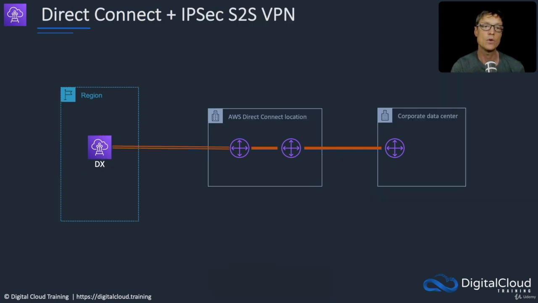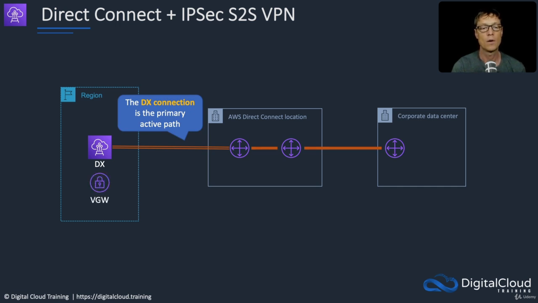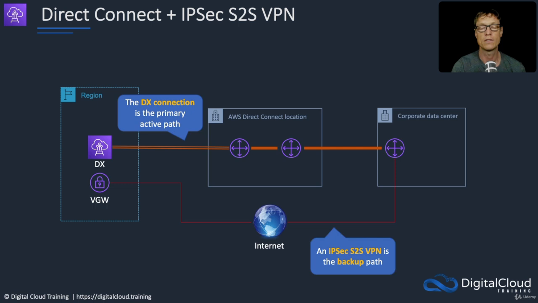Now, another thing you can do to add redundancy is, rather than adding additional AWS Direct Connect connections, you can add an IPsec VPN. So here we have the DX connection, and that is the primary active path. We have a VGW, and this VGW is connected back to the corporate data center using a site-to-site VPN, and that is the backup path. So now you're prioritizing your traffic to use the Direct Connect link, but if the DX link fails for some reason, you've got a backup path via the internet.